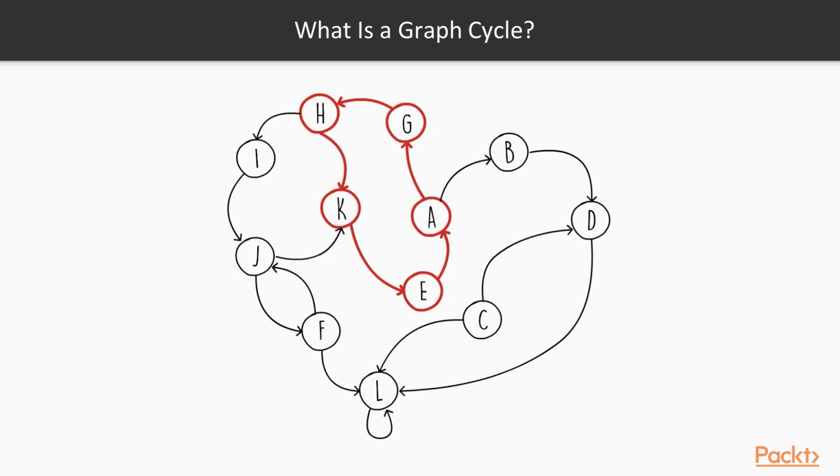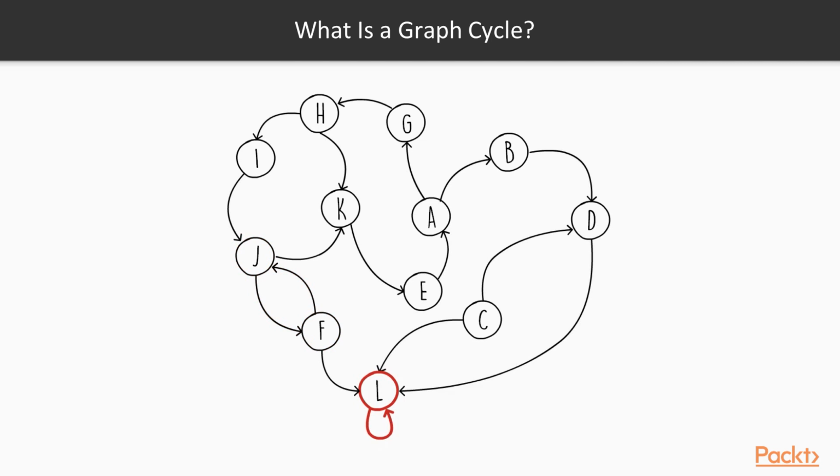Here is another example of a cycle on the same graph. And here is a smaller one involving just two nodes, J and F. A cycle can also involve just one node. In this case, node J has a self-edge, from J to itself.